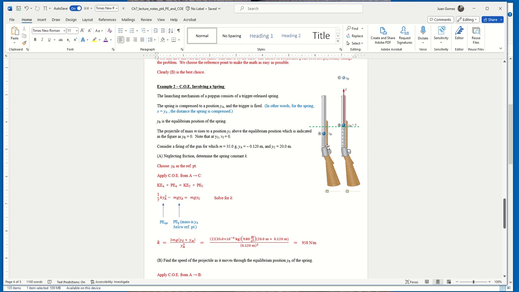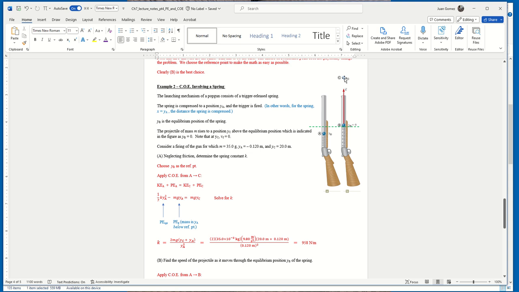Because you compress it, it fires the ball out, and at some point when you compress the spring and release it, it's going to move through its equilibrium position, and that's indicated by YB. And remember, for a spring in its equilibrium position, there's no stored energy. Then YC is the maximum height to which the projectile rises. So we know a couple of things. We know that the projectile is not moving at YA, or at A. It's moving with the max speed as it passes through YB.